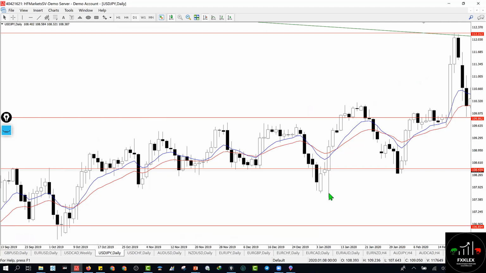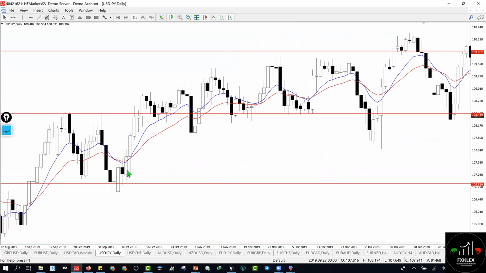You can see a bullish pin bar. You remember the bullish pin bar? Long left. You can see the bullish pin bar right here. You can see it up. Get that?